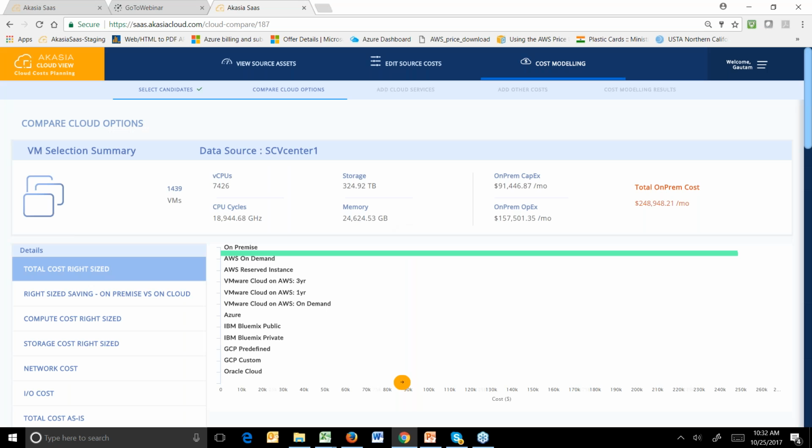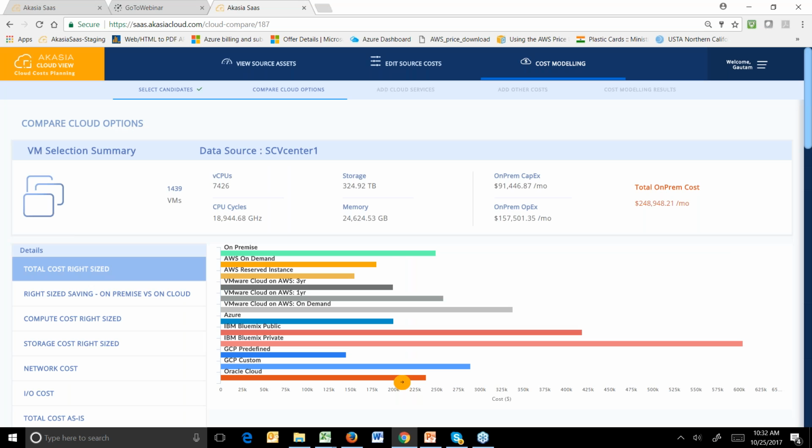So it's doing a lot of number crunching behind the scenes, and so that's why it took a little bit of time. So basically, again, here's a quick summary of it. I picked 1,439 virtual machines. So this is the total number of vCPUs allocated. This is the amount of CPU cycles allocated to these machines. This amount of storage, this amount of memory. Currently, based on my cost model, it is costing me X amount of dollars per month.